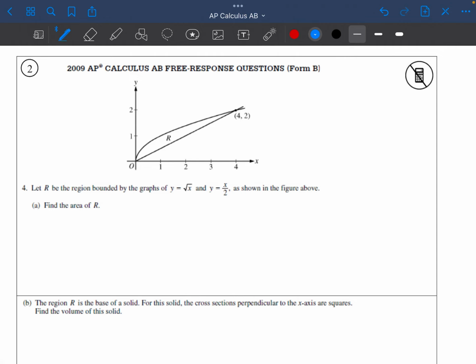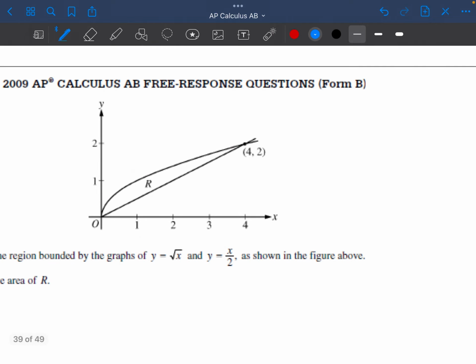For number 2, we do not have a calculator, so that's why I've turned it off. And we are trying to find the area. So I'm noticing that we have two different functions. We have a square root of x, and we have the linear function x over 2. Linear because this is an x to the power of 1. And linear means that it's going to be that straight line, and the square root is going to have that curvy function. So I know that this top function is going to be, I can zoom in here to label it a little bit neater.